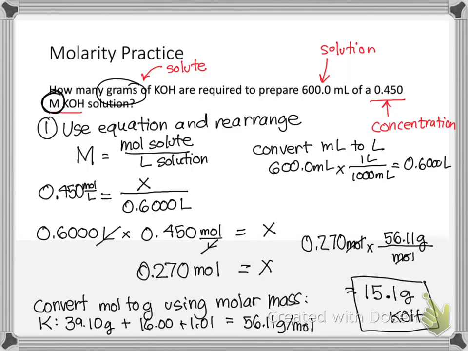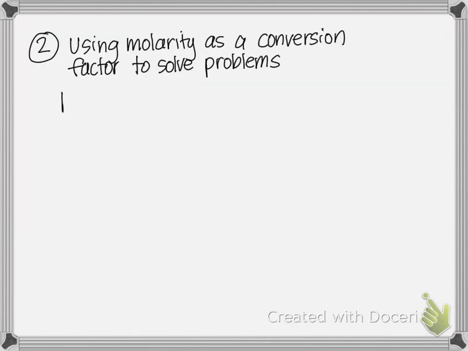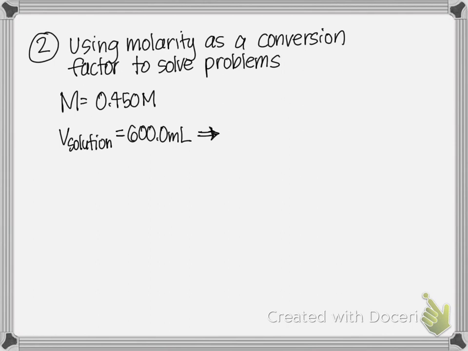Okay, so let me look back. It was 600 milliliters and 0.450. So the concentration is 0.450, capital M. And then the volume of the solution was 600 milliliters. Now, because it's milliliters, we would still have to convert this to liters. Like that, we can't get away from that because we have to have liters in molarity. So I would still have to do that.